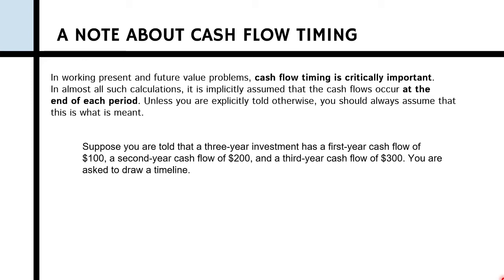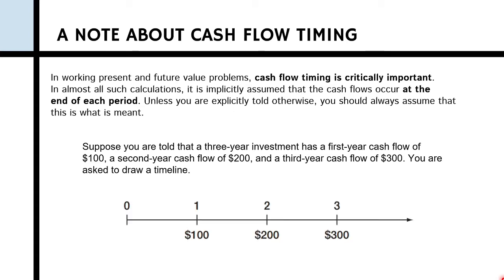You are asked to draw a timeline. Without further information, you should always assume that the timeline looks like this. 1 year from today, you will get the 100, 2 years from today, you'll get the 200, and 3 years from today, you'll get the 300. So notice at year 0 or today, there is nothing. The first cash flow occurs at the end of the first period, the second at the end of the second period, and the third at the end of the third period.